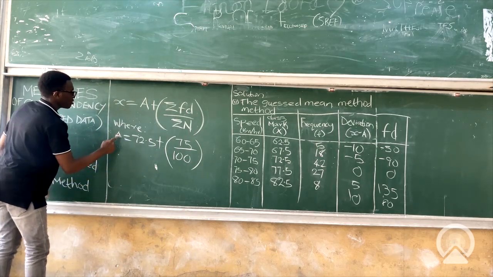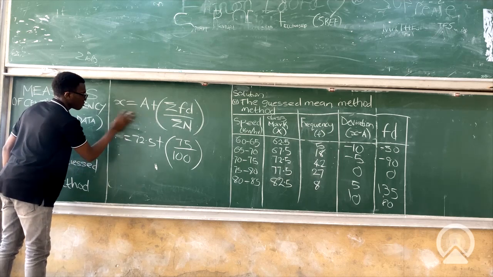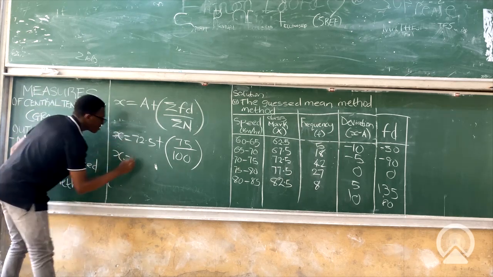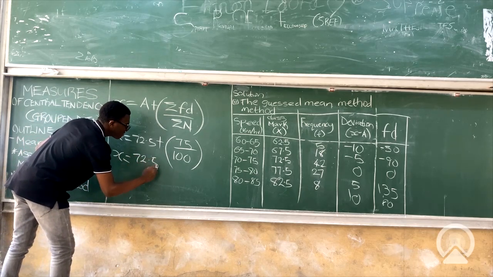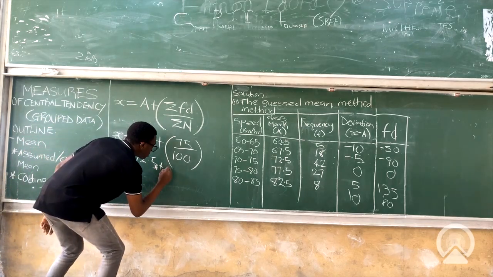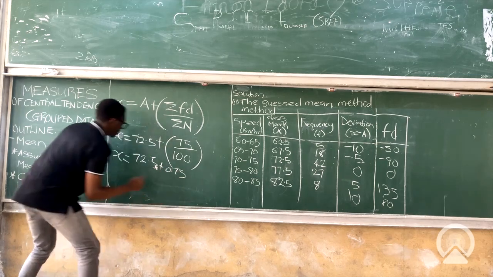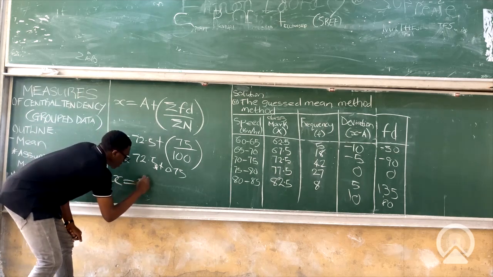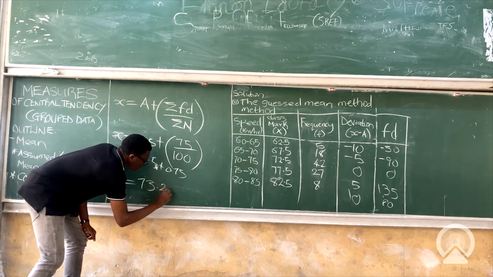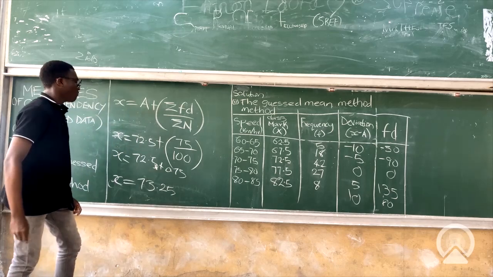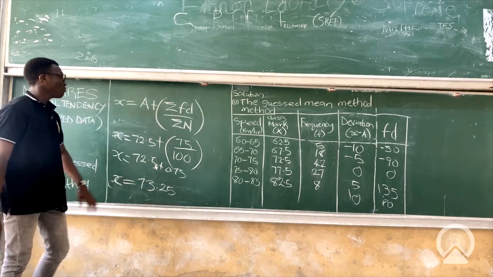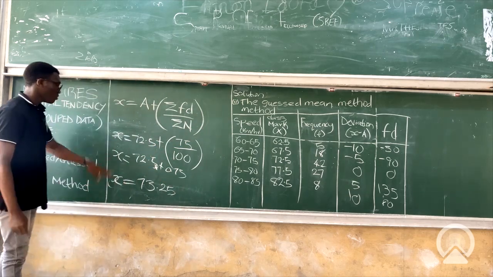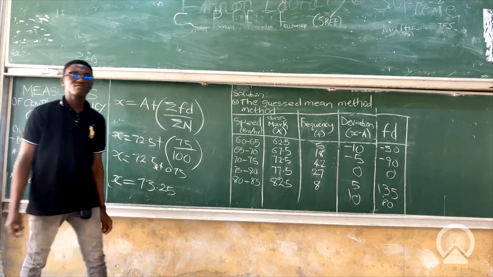Therefore, we have, this should be X. X is equal to 72.5. So we have that X is equal to 72.5 plus 0.75. So we have X being equal to 73.25. Therefore, to find mean using the guess mean method in this given problem, we have that our mean is equal to 73.25.